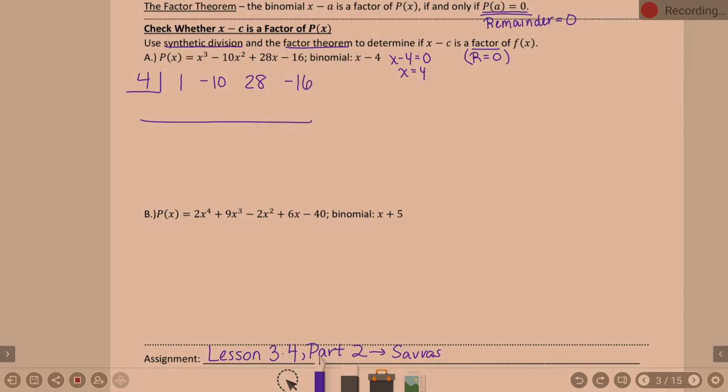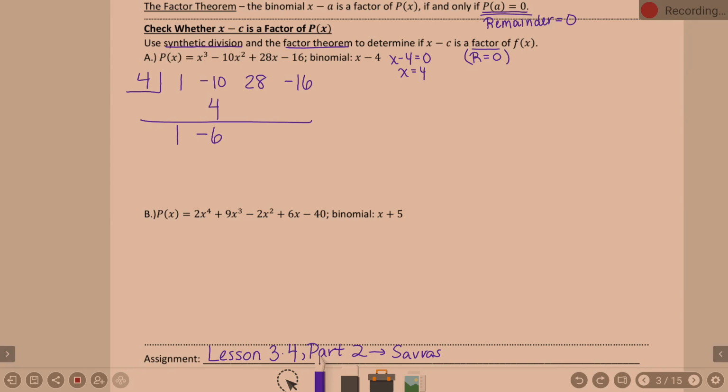First thing we're going to do is drop the 1. Then we're going to multiply. 4 times 1 is 4. Then I'm going to add. Negative 10 plus 4 is negative 6.